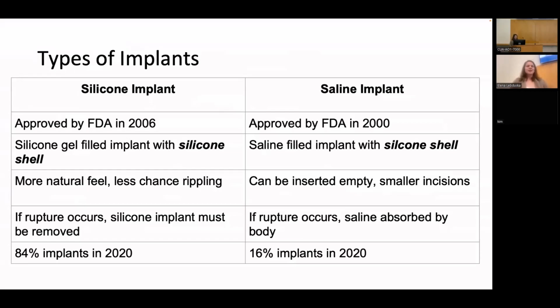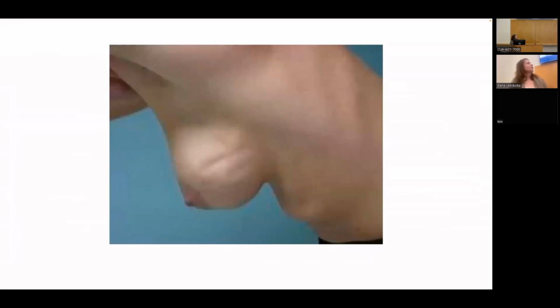If rupture occurs, silicone implants have to be removed, and we'll talk about the importance of making sure our implant has not ruptured. But if saline implants rupture, it just sort of deflates, the body absorbs the saline, you actually don't have to remove anything. And it's very obvious when a saline implant deflates versus very hard to clinically figure that out on a silicone. 84% of implants in 2020 were silicone, so they're definitely the more popular implant compared to only 16% saline. This is a cosmetic rippling effect that you'll see with a saline implant, so you can see those grooves in the side of the breast wall.